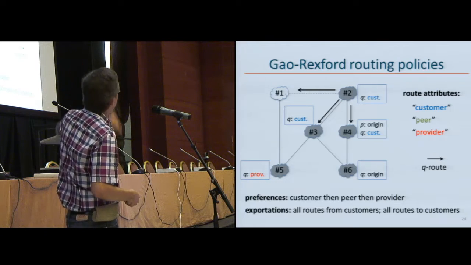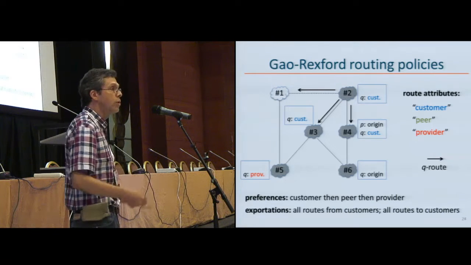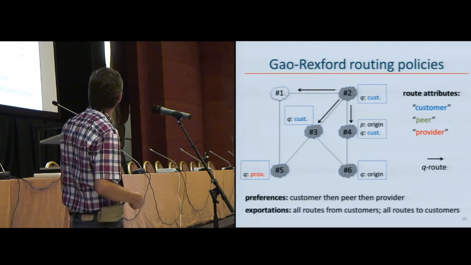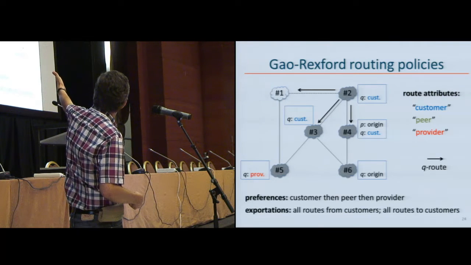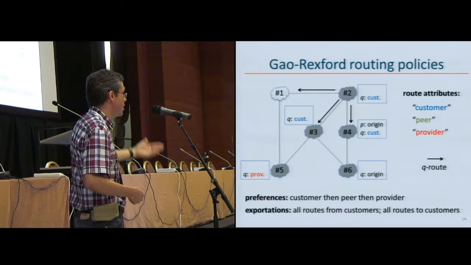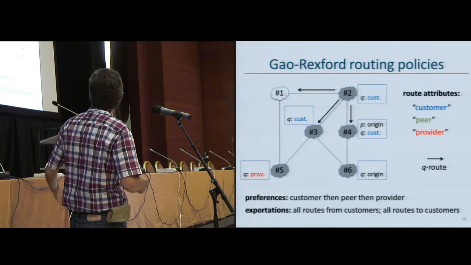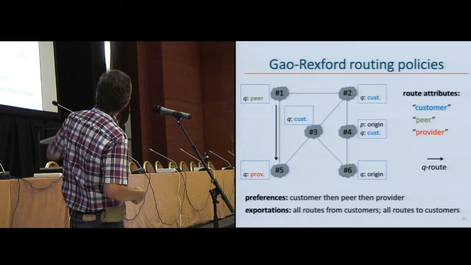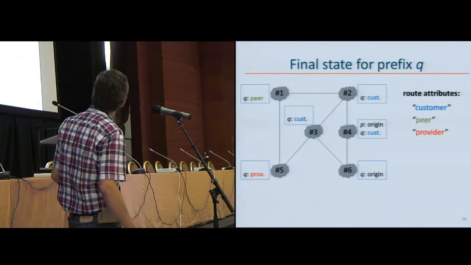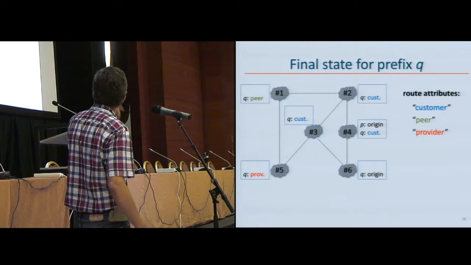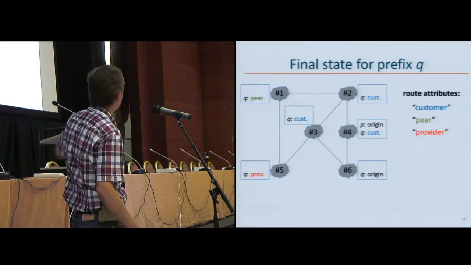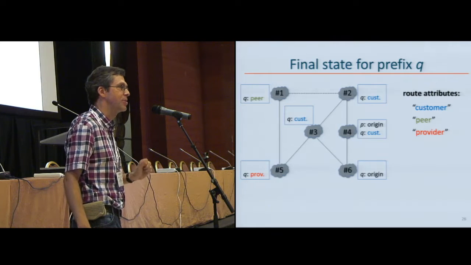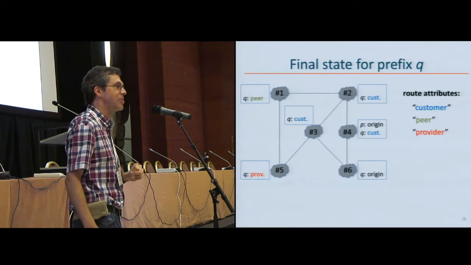Okay? So AS2 receives routes from AS3 and AS4. It elects a customer route as well. It can reach Q via customer. It sends a route to its peer, AS1. AS5 learned a route. It elects a provider route from a provider, has no one else to send the route to, so it ends there. AS1 elects a peer route and even sends a route to AS5. So the final state for this prefix Q is such that AS2, 3, and 4 elect a customer route to reach Q, AS1 elects a peer route to reach Q, and AS5 elects a provider route to reach Q.